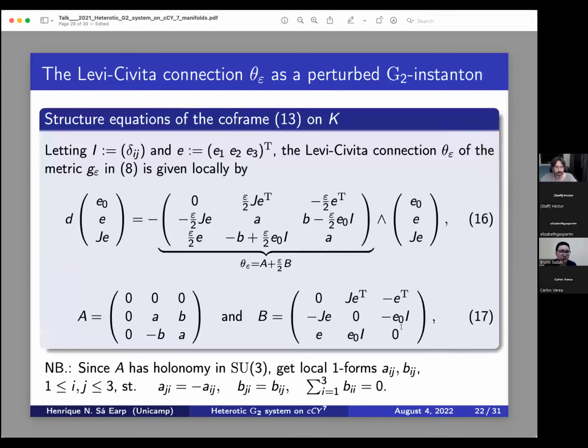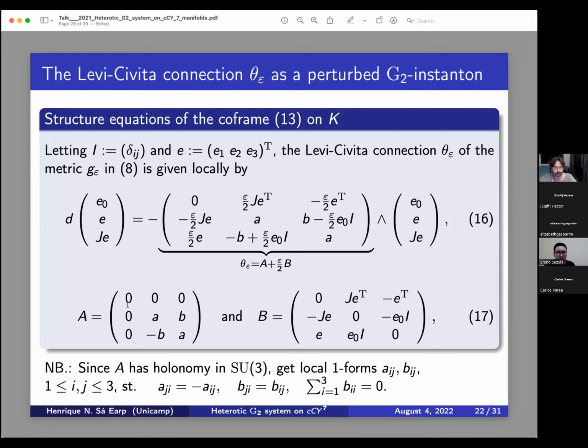And moreover, it's easy to compute the structure equations of this frame, which will give us a first relation between, the goal here is to relate the natural Levi-Civita connection on the 7-manifold and this pulled back connection A, which really comes from the Calabi-Yau. It really is the Levi-Civita connection of the Calabi-Yau base. So by looking at the structure equations, you can see that the connection matrix can be expressed in terms of the original pullback connection A plus a perturbation, which we call B.